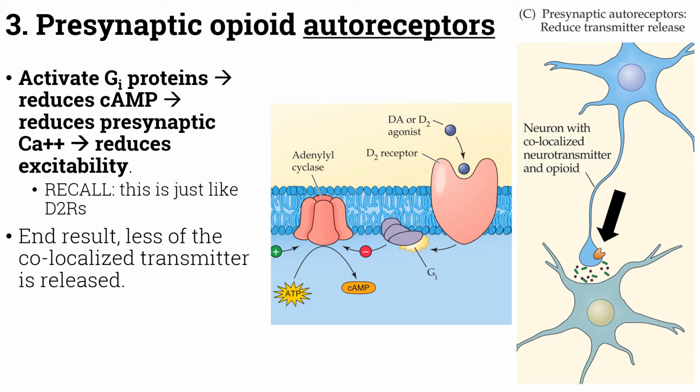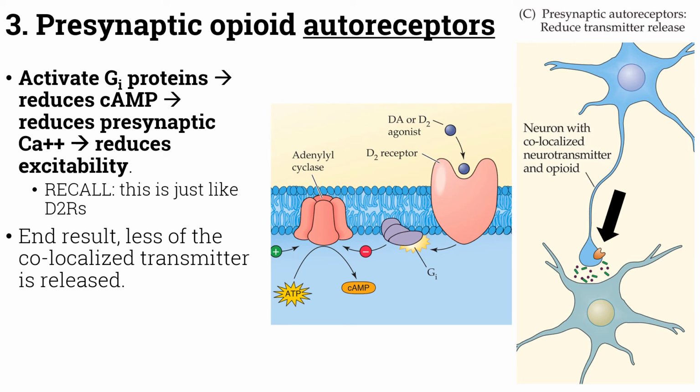So finally, we'll talk about opioid autoreceptors. The autoreceptors live on the presynaptic neuron, and their action is to reduce the amount of intracellular calcium. If calcium can't be released, then it can't initiate an action potential in the postsynaptic neuron.